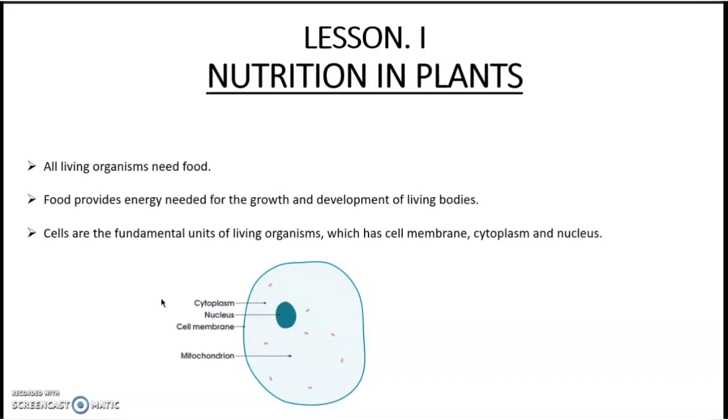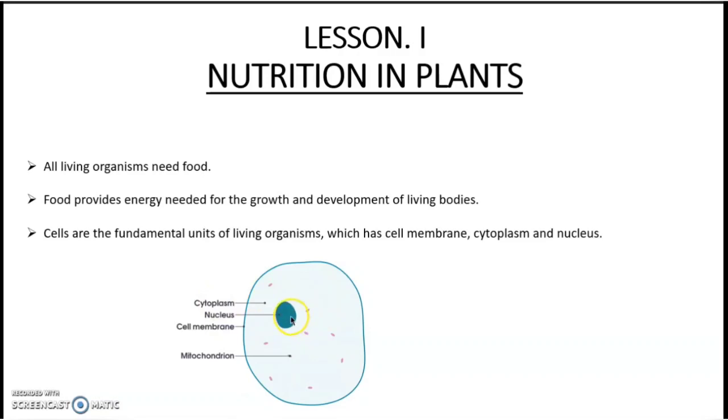You have seen that buildings are made up of bricks. Similarly, the bodies of living organisms are made of tiny units called cells. This is the structure of a cell which contains three main parts. The outermost boundary is called the cell membrane. Inner to the cell membrane, we can see a jelly-like fluid which is called cytoplasm.